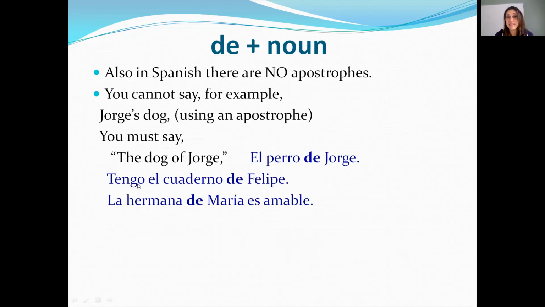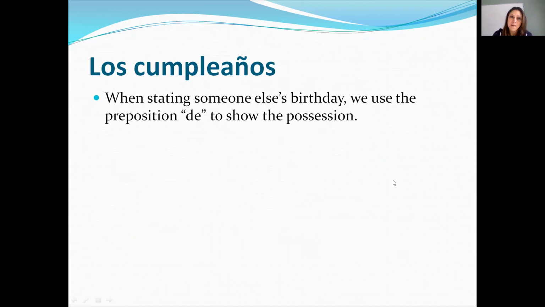And then some other examples. Tengo, I have, remember from the other video, el cuaderno de Felipe. So you're saying, I have Felipe's notebook. La hermana de María es amable. So you're saying, Maria's sister is friendly. Amable is another word for friendly.